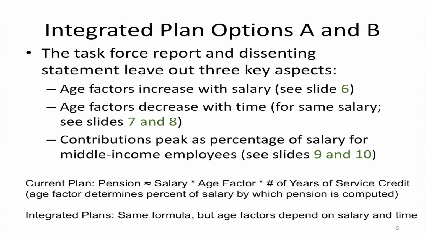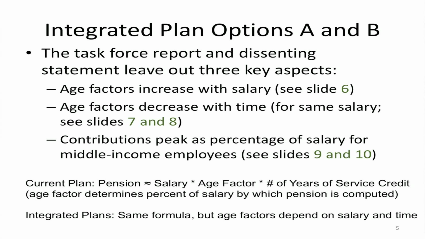So, the three things that I want to emphasize: one is that the age factors increase with salary, and I am going to discuss that a little bit later, and that age factors decrease with time, and then the third thing is that it really actually hits middle income employees where most of our faculty are, in terms of contributions will be the highest as a percentage of both Social Security and UCRP combined, and that also I am going to discuss a little bit later. So, most of my presentation is going to focus on these three complex features.